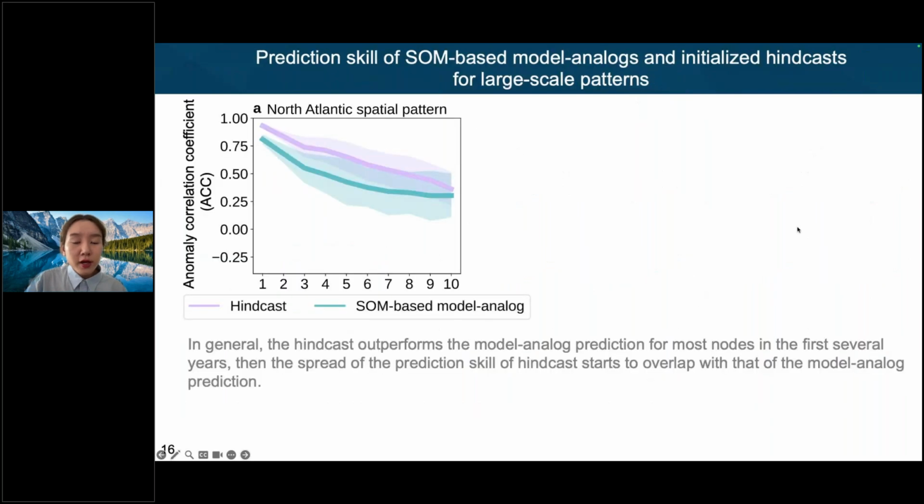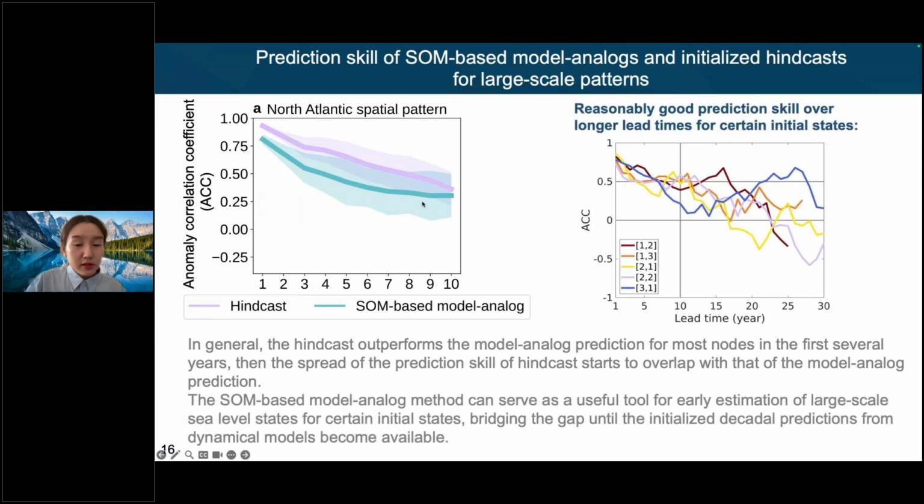And we can also summarize the prediction skill for all the nodes using the anomaly correlation coefficient, or ACC, that calculates the pattern correlation between these patterns. As you can see, in general, the hindcast, shown in the purple line here, outperforms the model analog prediction for most nodes in the first several years. And then the spread of the prediction skill of the hindcast starts to overlap with that of the model analog prediction.